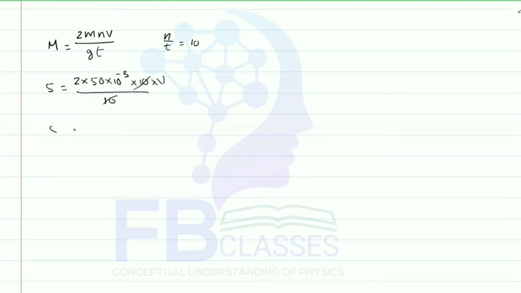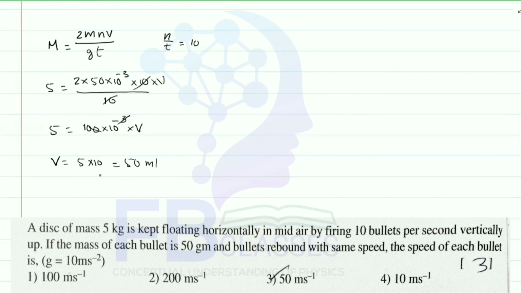Now 10 gets cancelled. The remaining thing is 2 into 5 is 10, 100 into 10 power minus 3 into V. The 2 zeros and 10 power minus 3 get cancelled. What remains is 10 power minus 1, so it will come to this side. It becomes 5 into 10, that is equal to 50 meter per second. So this is our answer. The correct option is the third option.